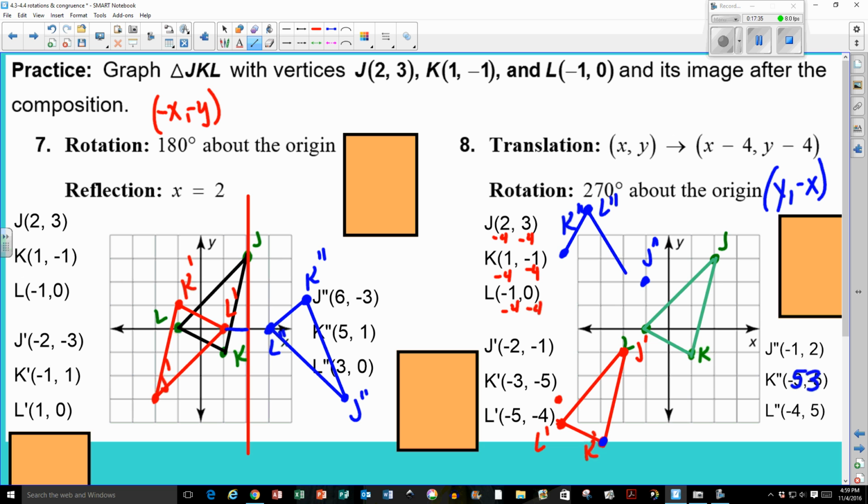So now we can draw those. So now we took the original, we slid it down and over, and then we rotated it 270 degrees counterclockwise. So we went 90, 180, 270. So it rotated around.